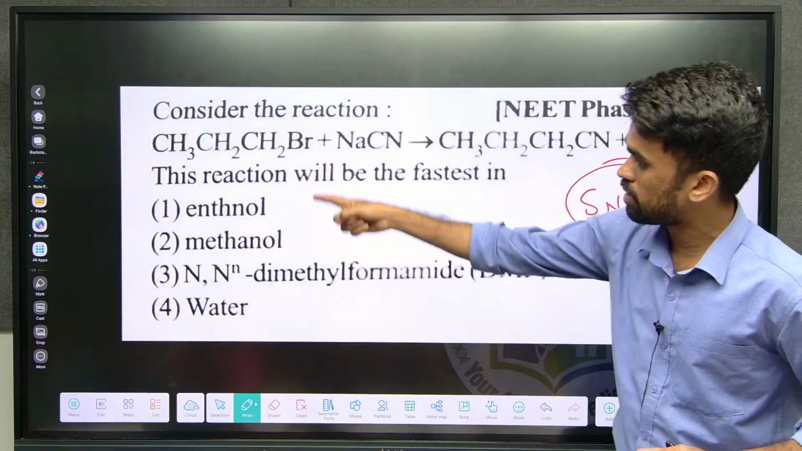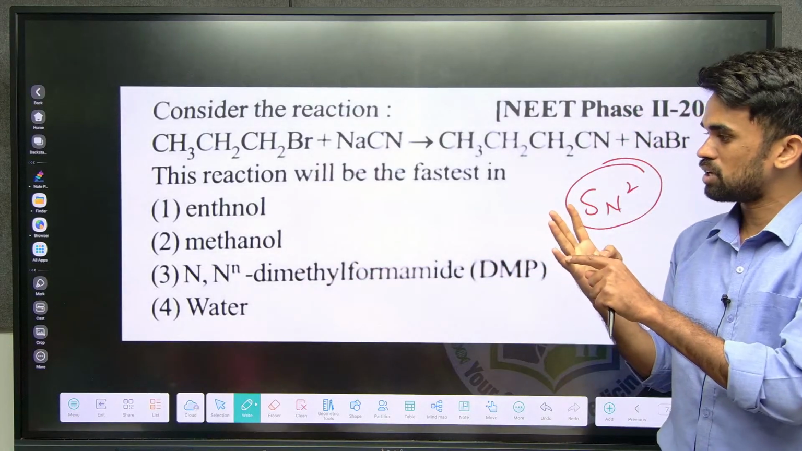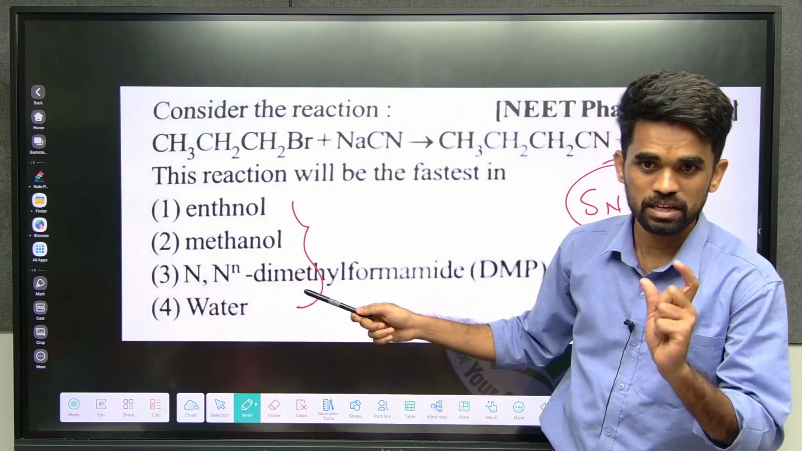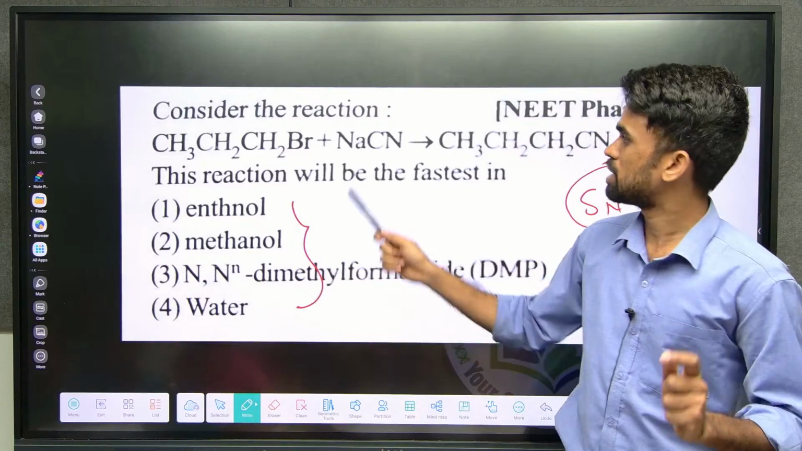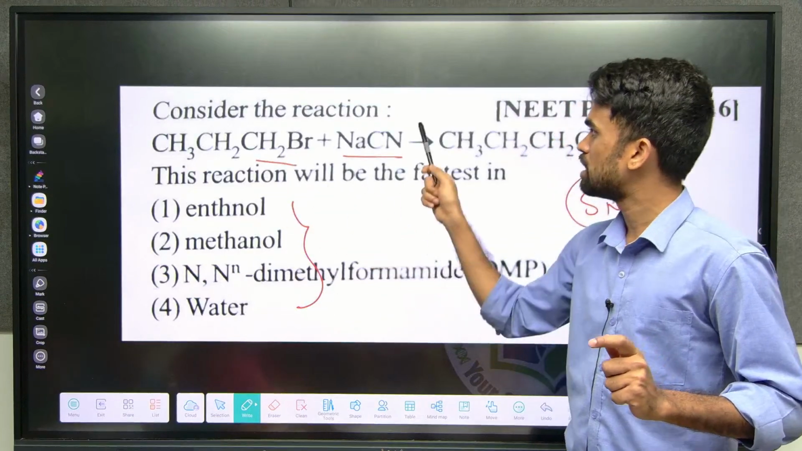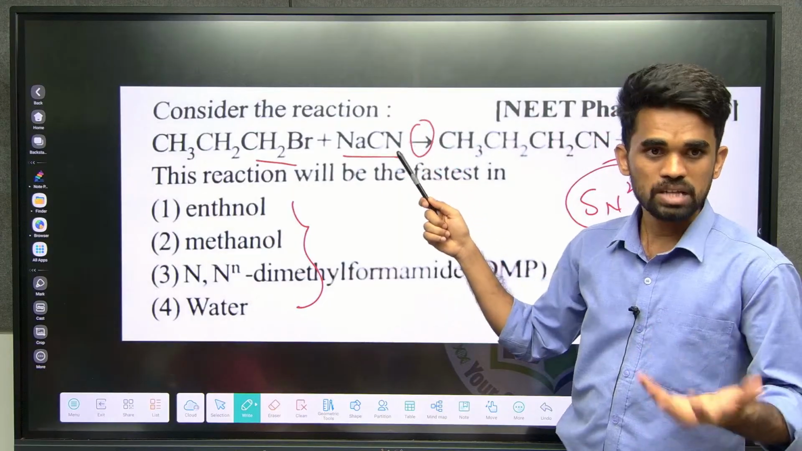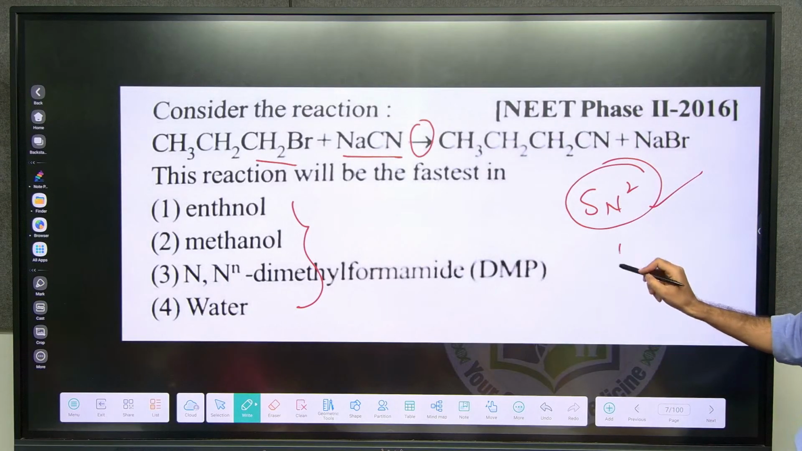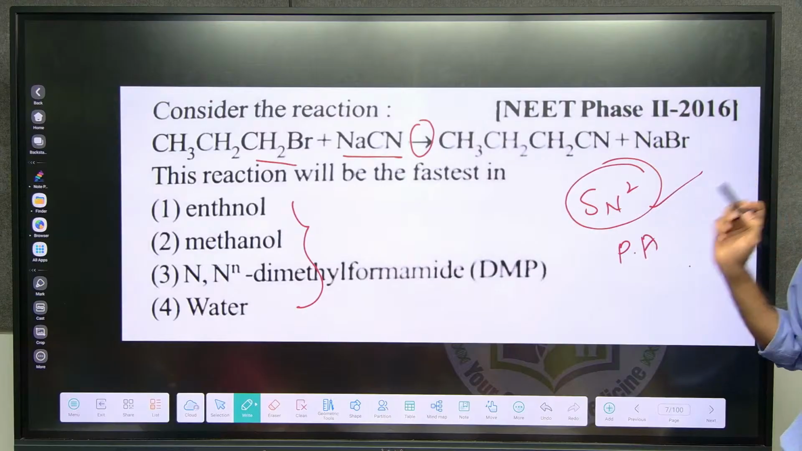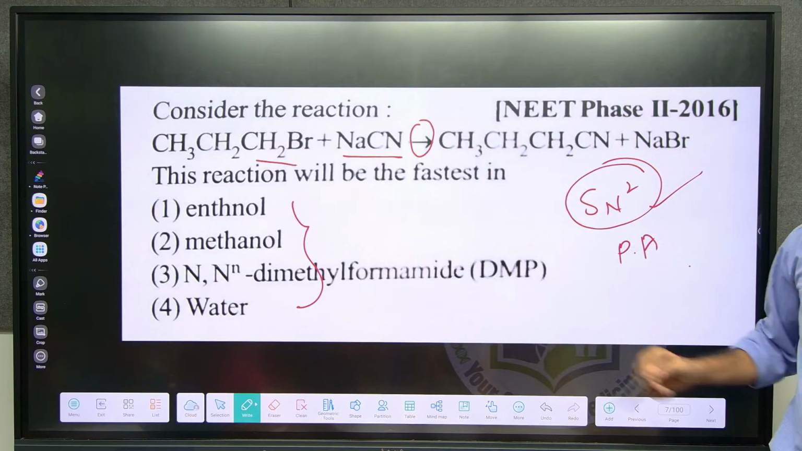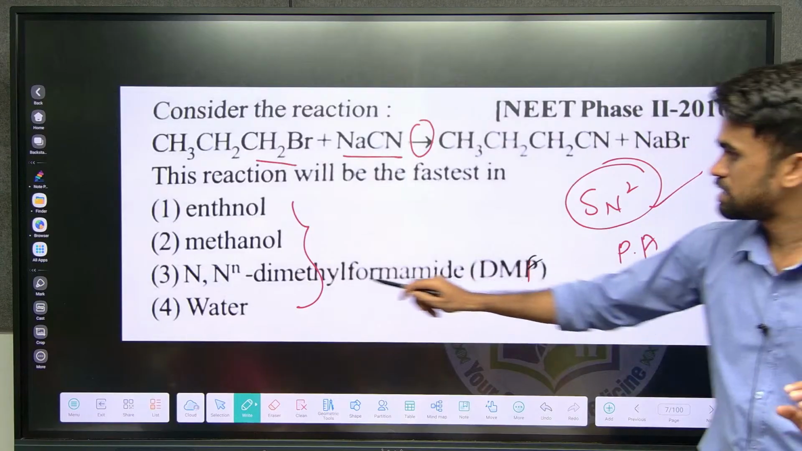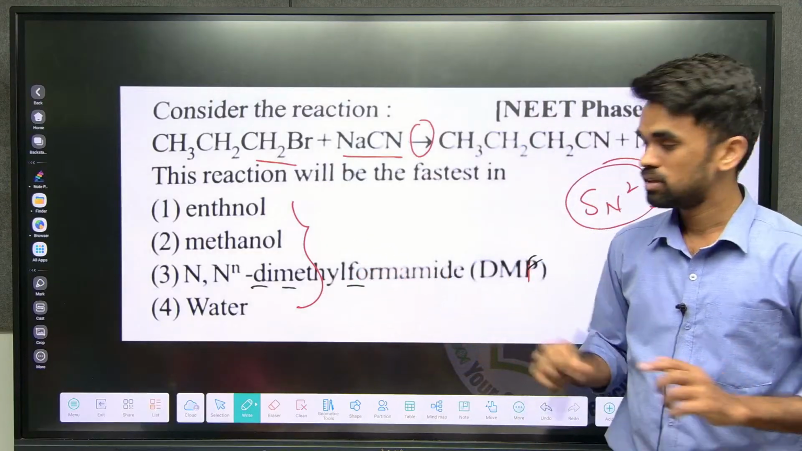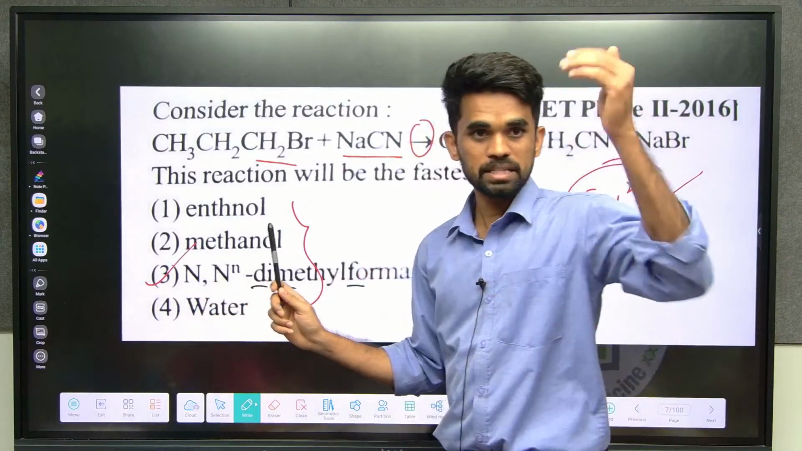Now look at the 4 statements. What are they? Ethanol, methanol, something like they have mentioned. They are something like solvents, no? Solvents only, no? Because the nucleophile is given, the substrate is given, what do we require? Solvent. So which solvent favors SN2? What is that statement I told you? Polar aprotic. So which is polar aprotic? DMF, dimethyl formamide. So what is our suitable solvent? 3. Is this clear? How simple? Based on the statements.